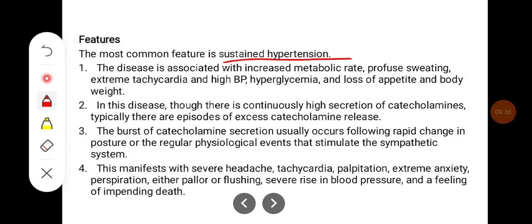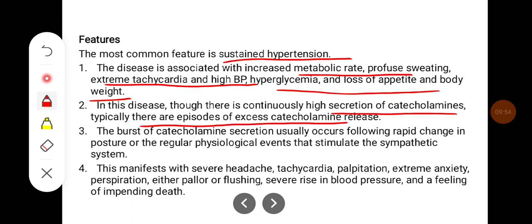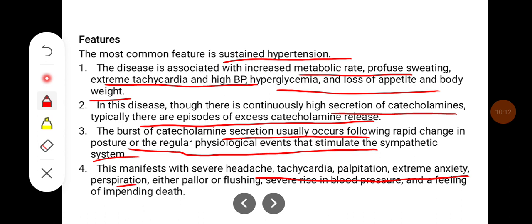The disease is associated with increased metabolic rate, profuse sweating, extreme tachycardia and high BP, hyperglycemia and loss of appetite and body weight. In this disease, though there is a continuously high secretion of catecholamines, typically there are episodes of excess catecholamine release. The burst of catecholamine secretion usually occurs following rapid change in posture or regular physiological events that stimulate the sympathetic system. This manifests with severe headache, tachycardia, palpitation, extreme anxiety, perspiration, either pallor or flushing, severe rise in the blood pressure, and feeling of impending death.